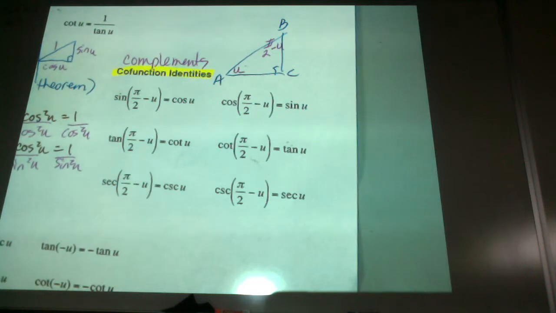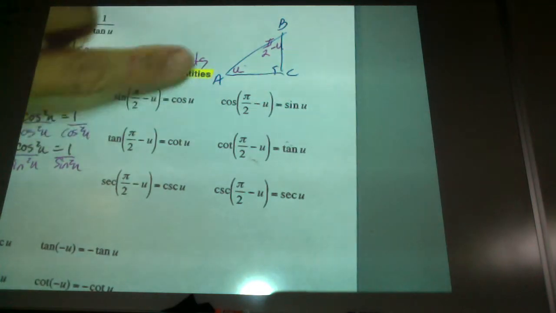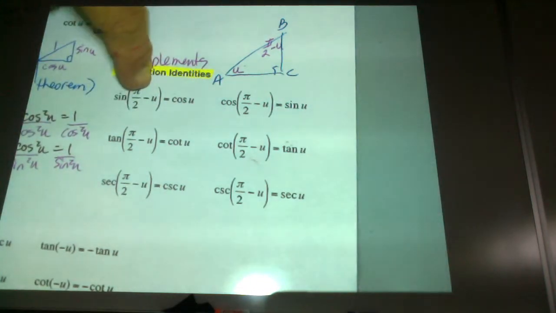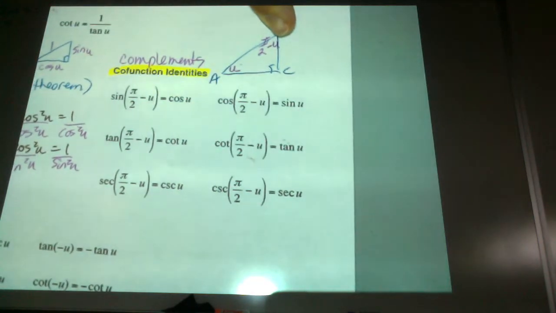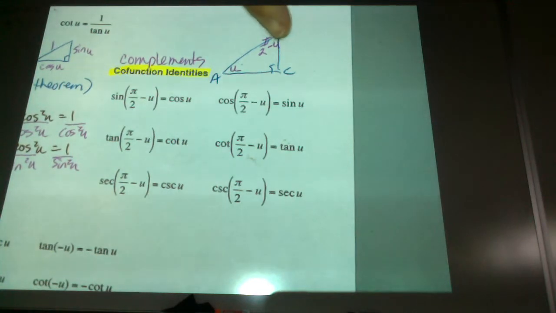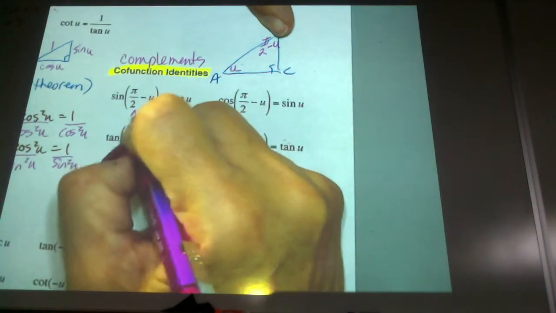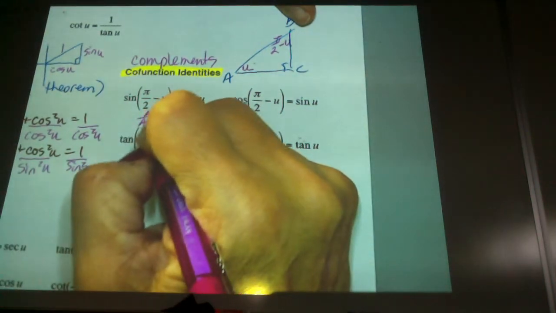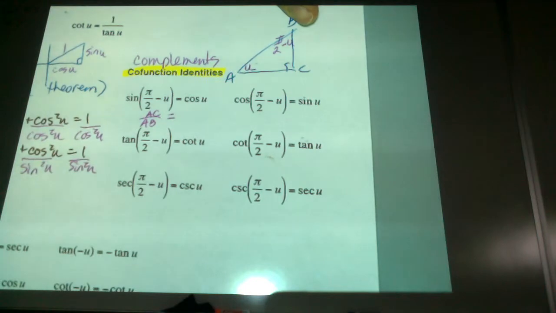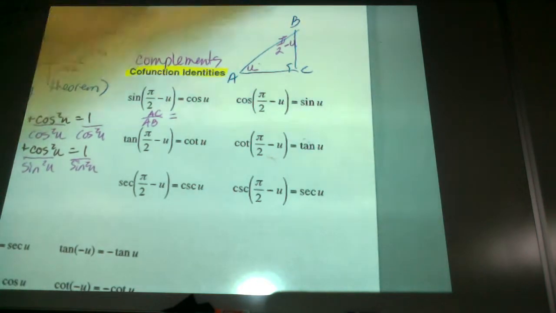Then here's how they came up with this identity. Somebody realized, when they were finding sines and cosines, that if I found the sine of this angle, let's use that as an angle of reference, pi over 2 minus u, that's angle B right here. What's sine? What over what? Opposite over the hypotenuse, so what side is opposite? AC. So the sine of this angle would be AC divided by the hypotenuse, AB. They're saying that turns out to be exactly equal to the cosine of the complement angle, which is u.